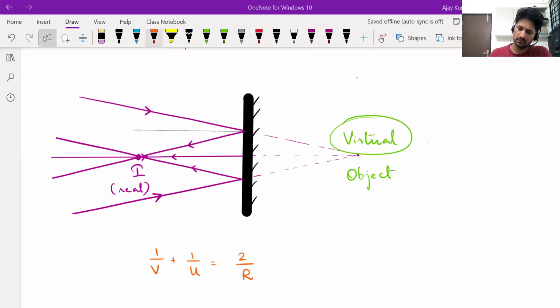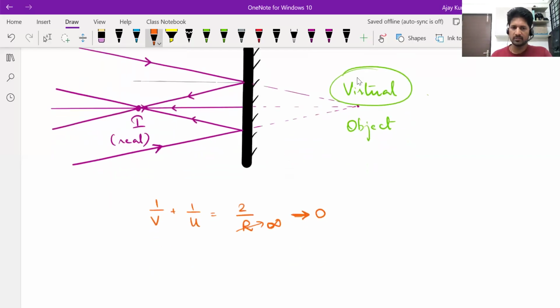Okay. So R tends to infinity. So the right hand side becomes 0 or tends to become 0. If the right hand side is tending to 0, it means 1 by v plus 1 by u is 0. That means 1 by v is the negative of 1 by u. That means image distance is the negative of object distance. This is always true for a plane mirror.